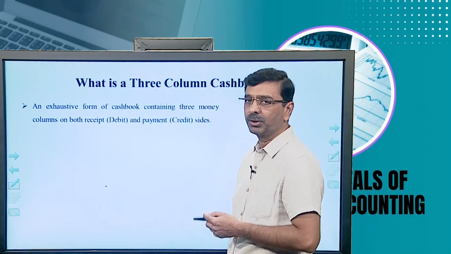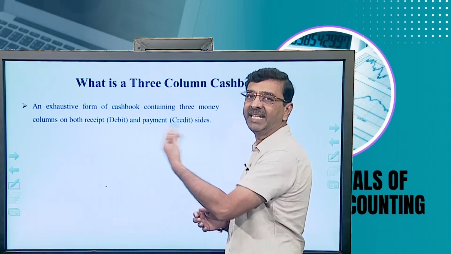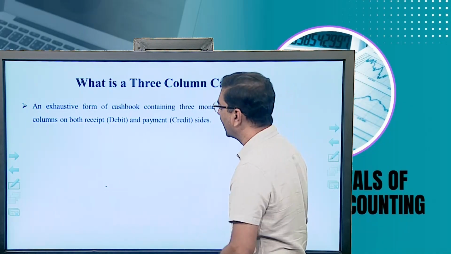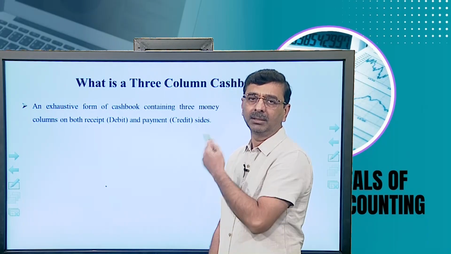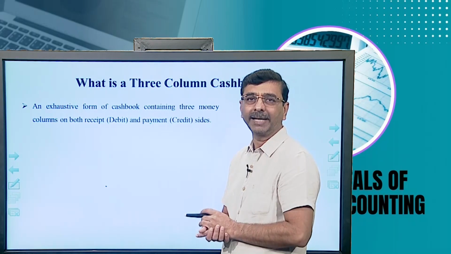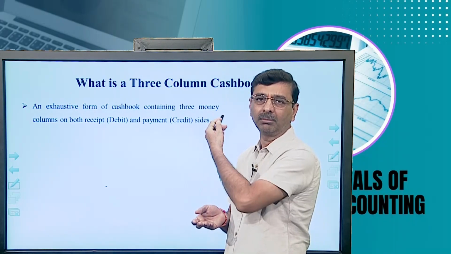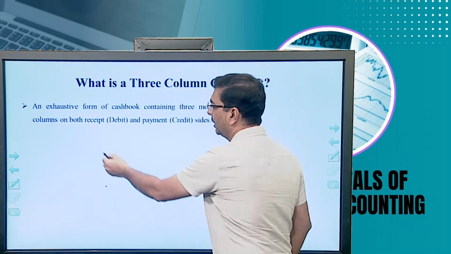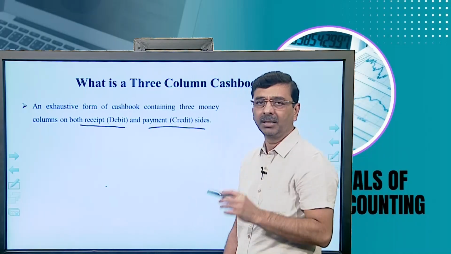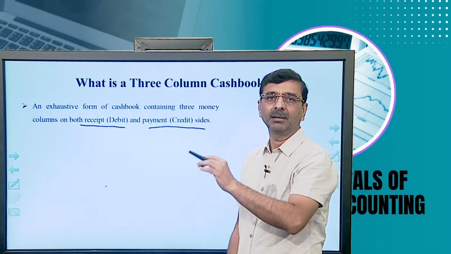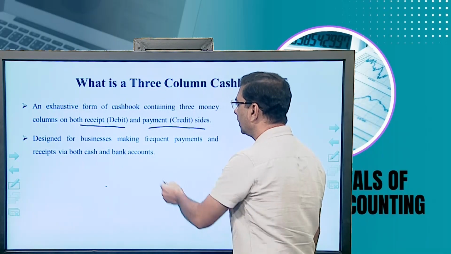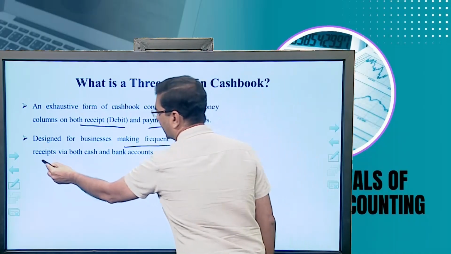The three columnar cash book is all about preparing three columns on each side: the debit side with three columns and the credit side with three columns. The debit side has the cash, bank and discount columns. With the same understanding on the right hand side, on the credit side, there are the cash column, bank column and discount received column. The debit side is considered the receipts and the credit side is considered the payments, specifically for cash and bank.